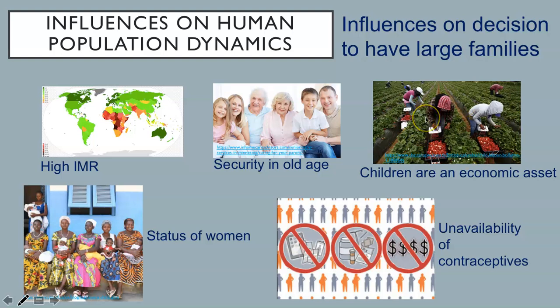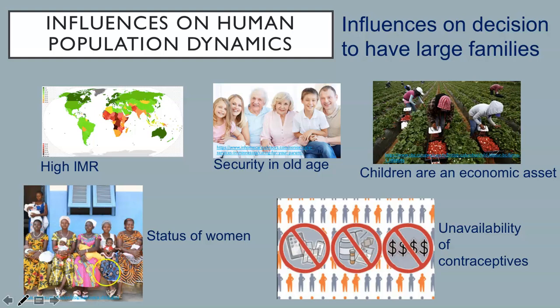Children are an economic asset. In agricultural societies, children work on the land as soon as they are able. More children mean more help, but more children also need feeding. In more economically developed countries, children are dependent on their parents for their education and take longer to contribute to society. Status of women. The traditional position of women is that they are subordinate to men.